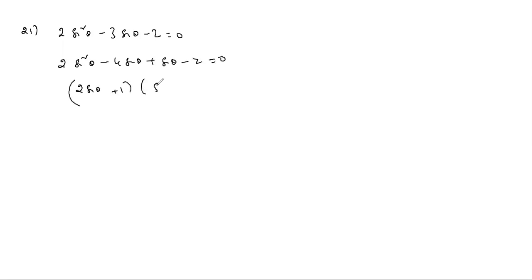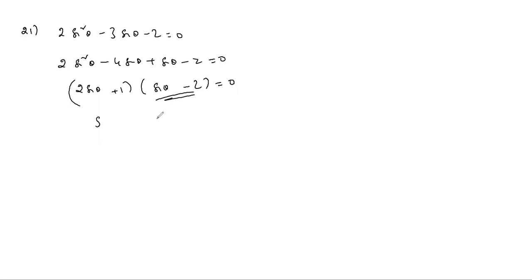Next, the same 21. 2 sin square theta minus 3 sin theta minus 2 equal to 0. Generalize, simple one. 2 sin square theta minus 4 sin theta plus sin theta minus 2. (2 sin theta plus 1) into (sin theta minus 2) equal to 0. Correct? So sin theta equals 2 is not possible.